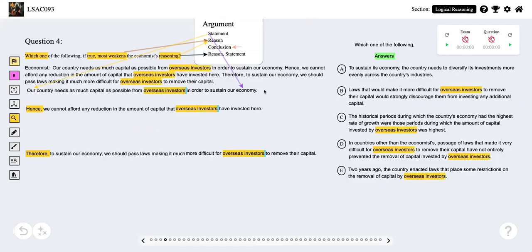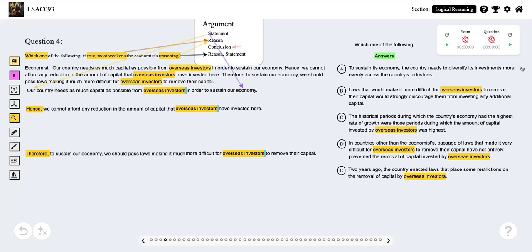And I see that answer A does not contain one of the most prominent ideas here in order to weaken their reasoning about needing capital from overseas investors. So this is the main idea. So I'm going to go ahead and eliminate answer A.